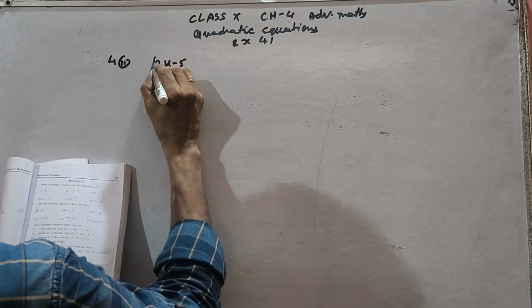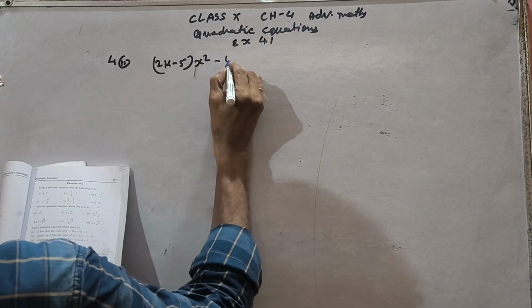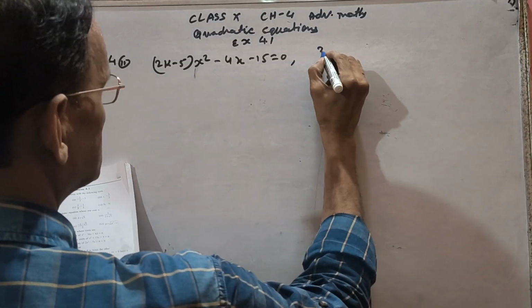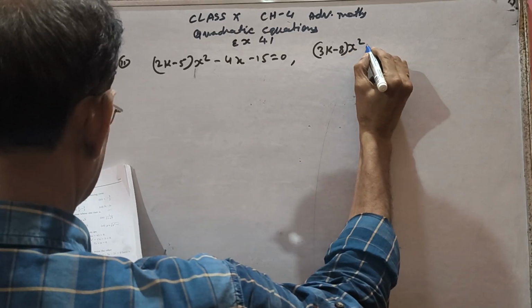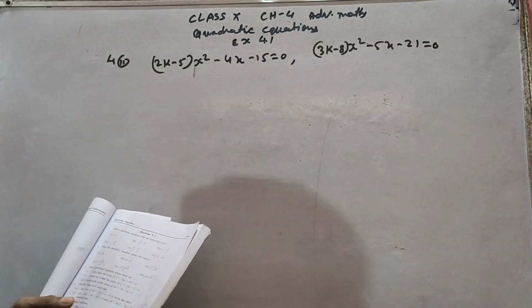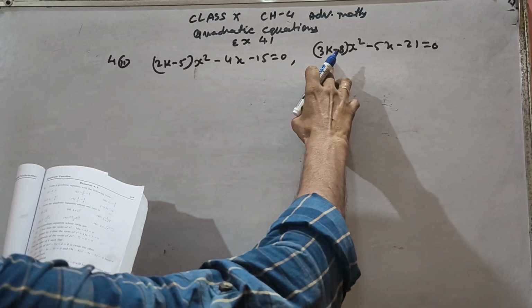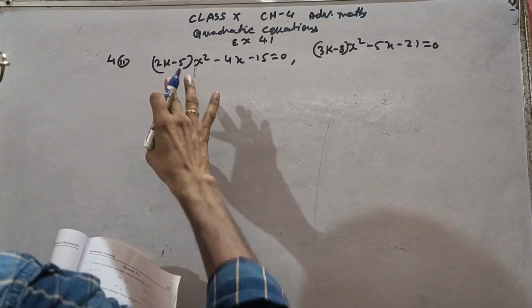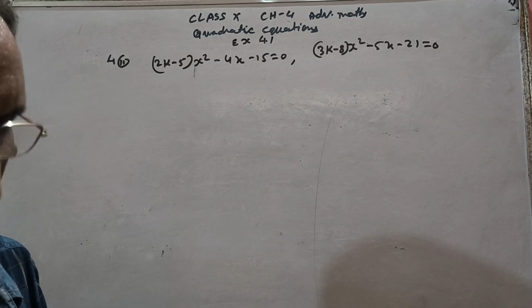Twice k minus 5 into x square minus 4x minus 15 equal to 0 and 3k minus 8 x square minus 5x minus 21 equal to 0. See, the question is saying that both these equations have a common root. Then we need to find the value of k.